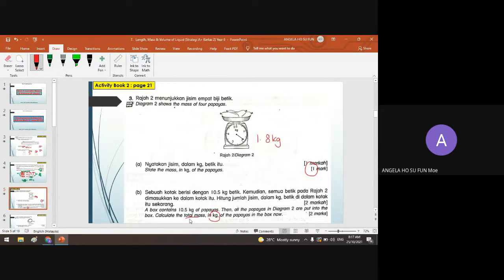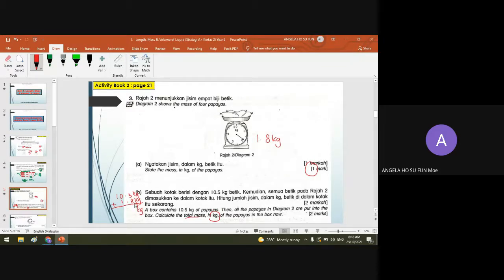What does it mean? What operation do you need to use to settle this problem? Plus. Plus, very good. So what you do is use 10.5 kg plus 1.8 kg. You add these 4 papayas in. Originally in the box you have 10.5 already. So you add another 4 papayas in. The mass is 1.8. So this is in kilogram.